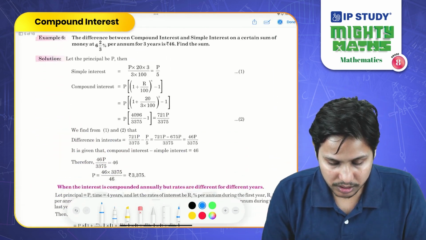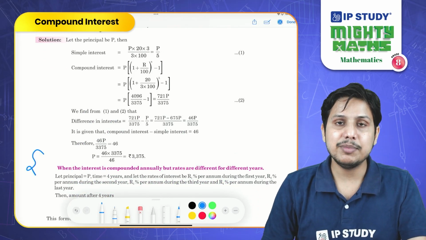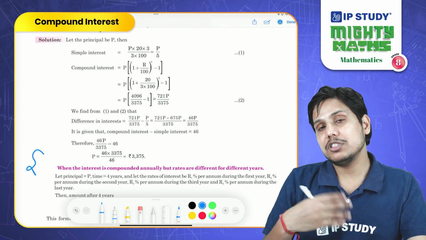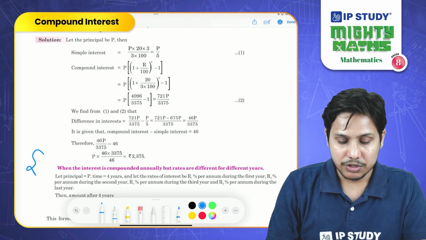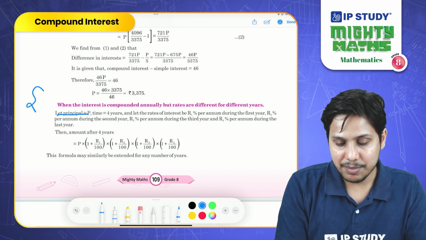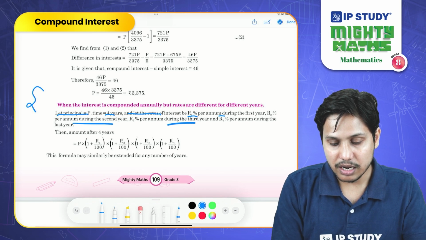Now let's suppose we can have different interest rates for different years. Sometimes for the first year the interest rate can be different, and for the second year the interest rate can be different. So for that, let the principal be P, the time be 4 years, and let the interest rates be R1, R2, R3, R4, etc.